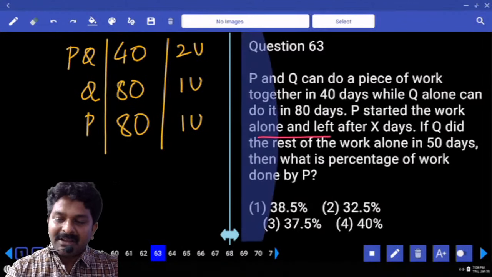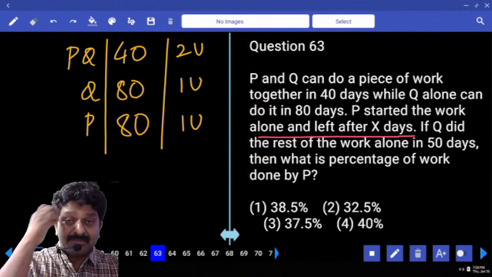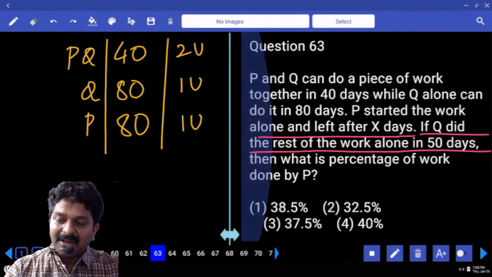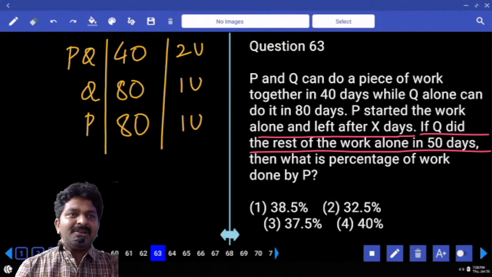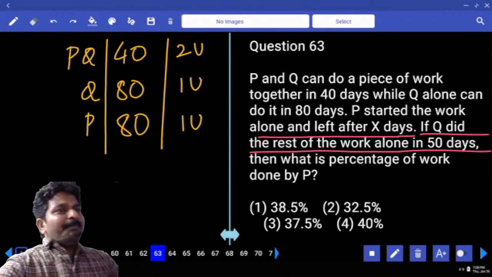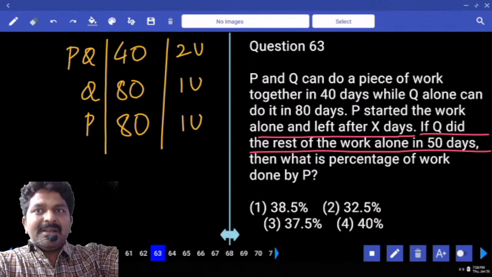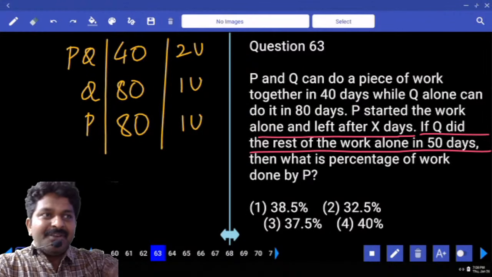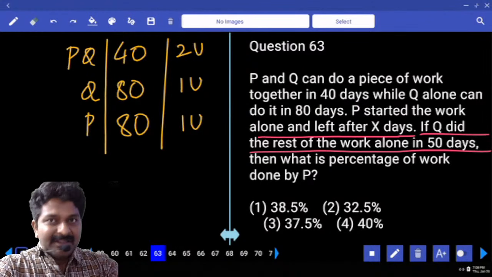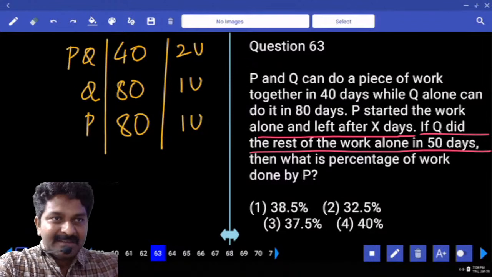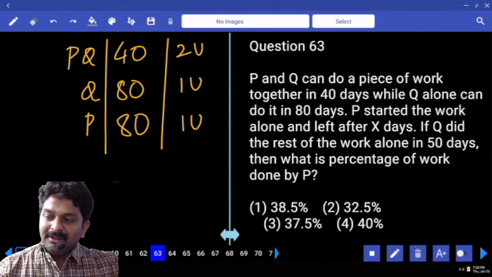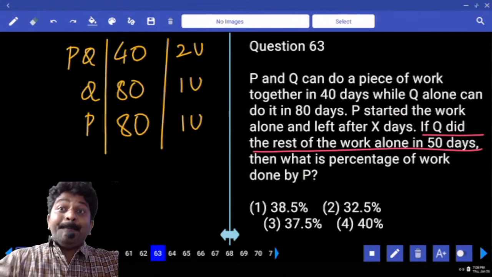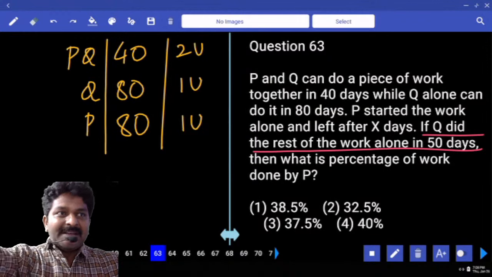P started the work alone and left after X days. He worked for some number of days and you don't know how many days he did. Q did the rest of the work alone in 50 days. So now already you know either P or Q, whoever it is, alone they need 80 days to complete the work, correct? Because their efficiencies are equal, whether P did the work or Q completed the work, one and the same, correct? So if Q completed the remaining work in 50 days, I can even say P alone can complete the remaining work in 50 days, correct?